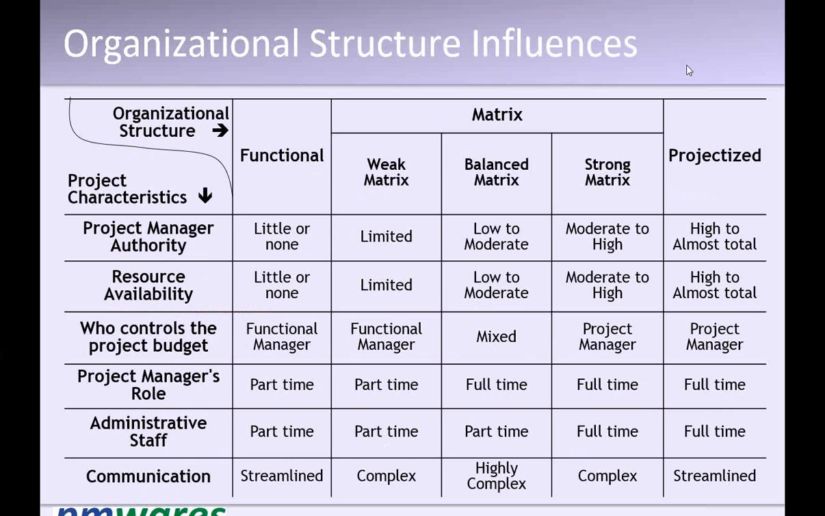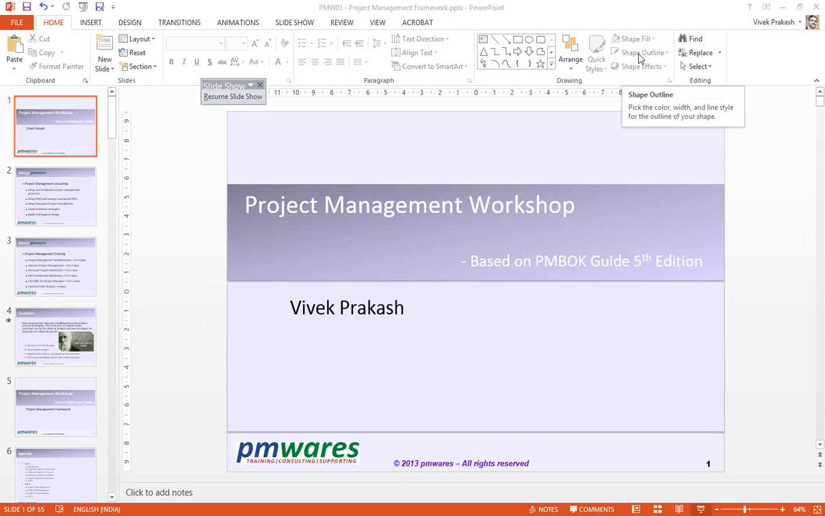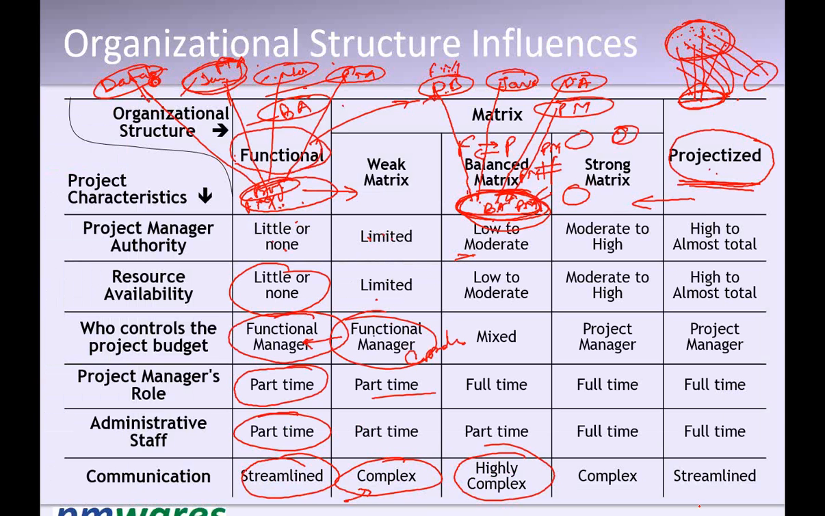In this matrix, you have weak matrix, balanced, and the strong matrix. Correct? In the balanced matrix, you are saying the budget control is mixed. That means the functional manager plus the project manager both have control, or how is it? One minute. Yes. In the balanced matrix, who controls the project? It's a mixed thing. It's written, correct? Right. I think I paused the screen and therefore whatever art I made you didn't see.